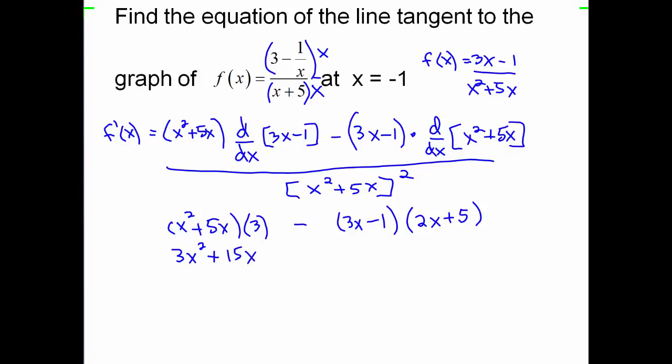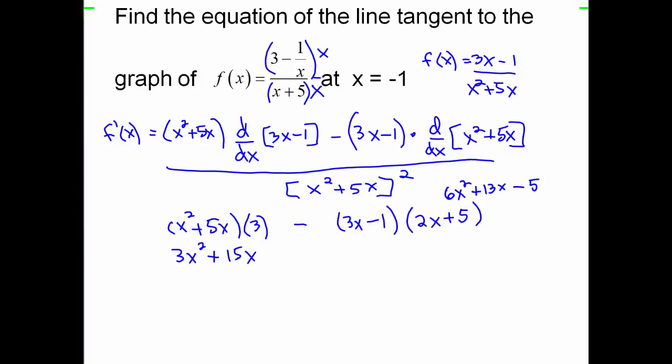Now here's where you have to be careful. I like to work this out first, and whatever I get as an answer, then distribute the negative. So I'm going to FOIL this. This is going to give me 3x times 2x, which gives me 6x squared. Then positive 15x minus 2x, so positive 15 minus 2 gives you positive 13x. And then -1 times 5 is -5.